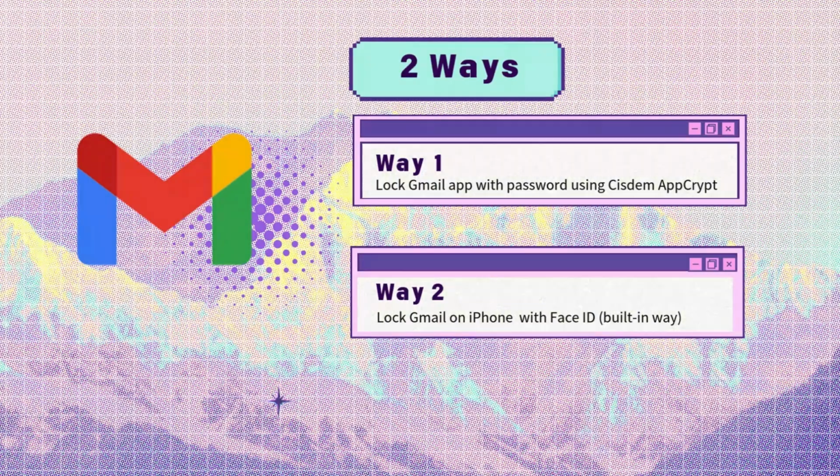Way 1. Lock Gmail app with password using Cisdem AppCrypt. Way 2. Lock Gmail on iPhone with Face ID. This is a built-in way for iOS 18 or later.